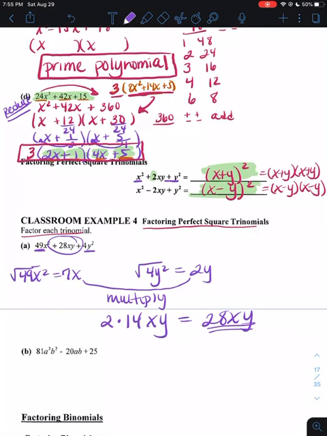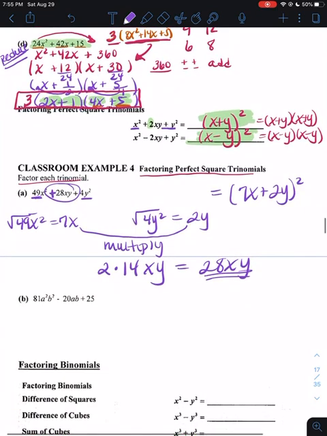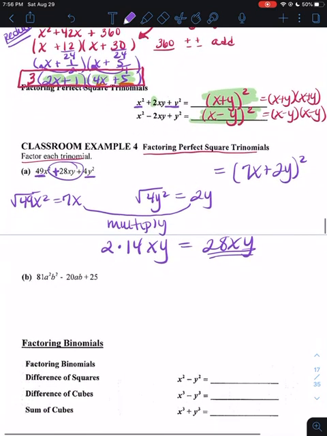28xy. So since I know that when I multiply the two end numbers after taking the square root and multiplying it by 2, I get that middle term. That means that this is going to factor as 7x plus 2y quantity squared. All right, because whatever you have here in front of your middle term is what goes in the middle. All right, I know that was a mouthful, but that's how it works.